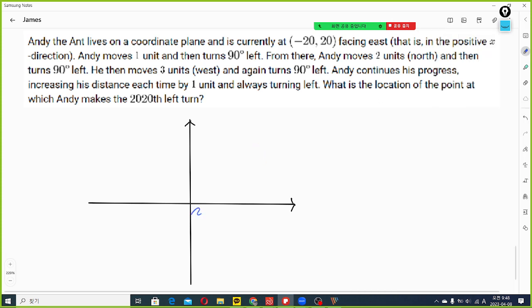So if he starts from the origin, after moving to the right, facing east means he will move to the east. So he will stop at 1 and 0, and then he makes the 90-degree turn. That means now he's facing north. So the next movement will be 2 units up.